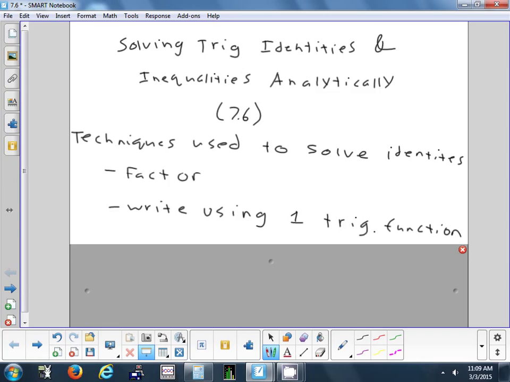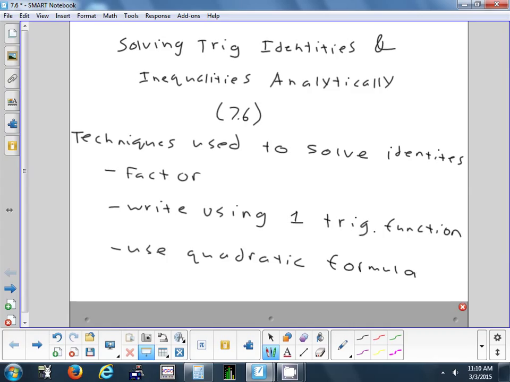And what did you do in algebra 1 when you couldn't factor a quadratic? How can you solve it if you can't factor? Augustine? Yeah, we can use the quadratic formula.